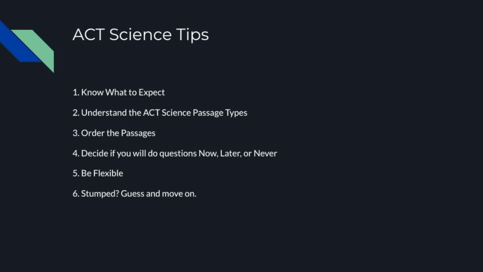Okay, number 4. Decide if you will do questions now, later, or never. So your goal with all the ACT science passages is to find the main point. You will spot the main point faster when those conclusions are presented in figures rather than in text. So the easier the figures are to read, the faster you'll crack the main point. The best passages to do now have the most obvious patterns as well as a few other common characteristics.